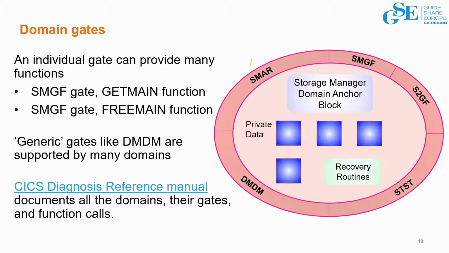So anyway, an individual gate can provide many functions. SMGF, as we point out here, can do both get main and free main functionality. So just because it's a simple gate call doesn't mean it can't do multiple functions. In fact, if you take a look at the domain gate table, every row belongs to a different domain. It's a table, and every column is a different gate call, basically the address of a program, such as SMGF. You'll find that some of the program calls refer to the same program out of different gates, out of different columns. Why? Because they support multiple functions.